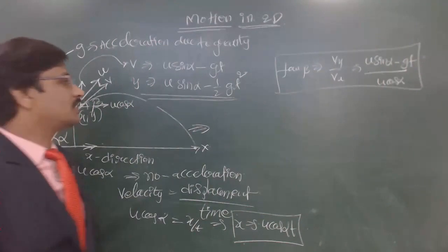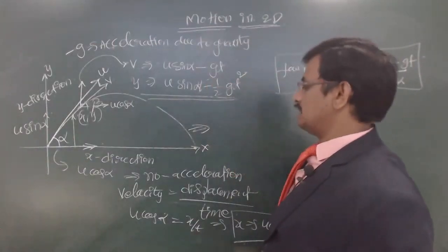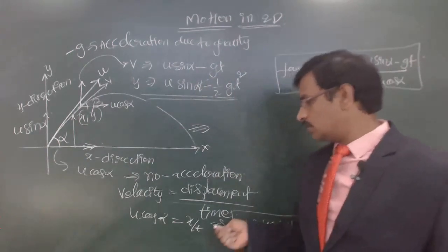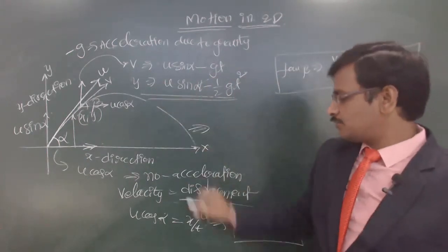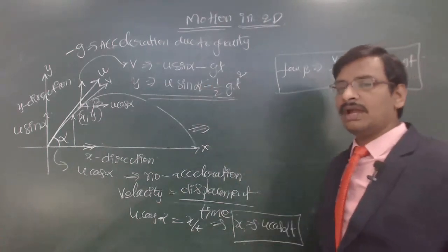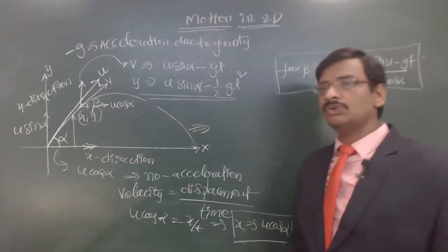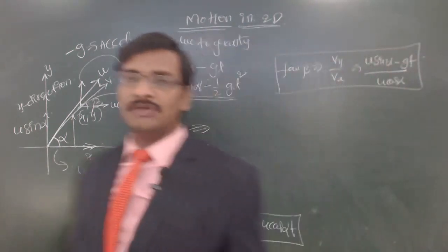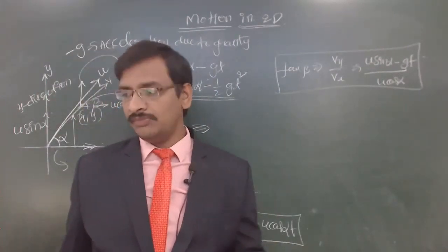Now, if you want to prove this as the projectile equation, here two equations are there: u sin alpha into t minus half gt square, and u cos alpha into t is the x location. Here, if you notice, x is expressed in terms of t and y is also expressed in terms of t, and this is what we call the parametric form of the equation.